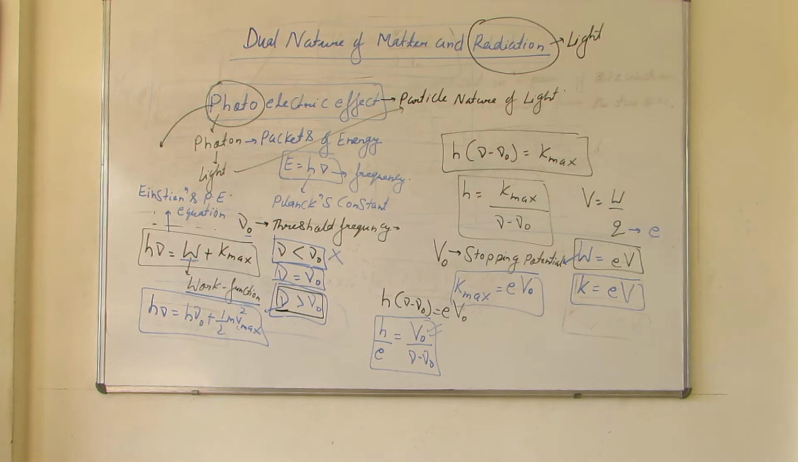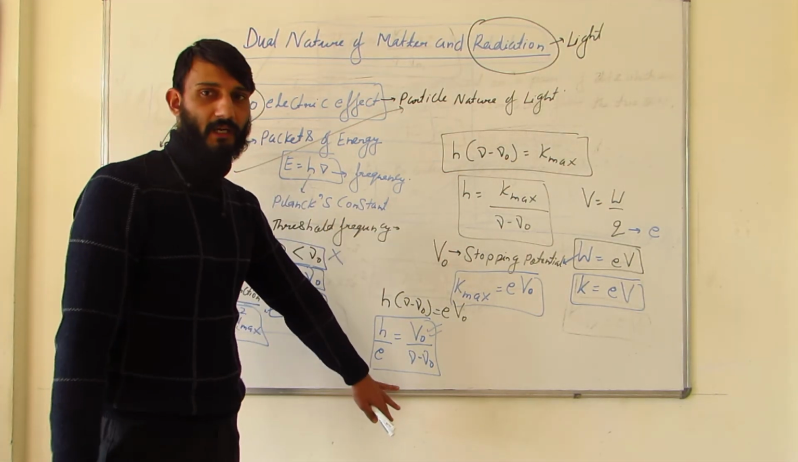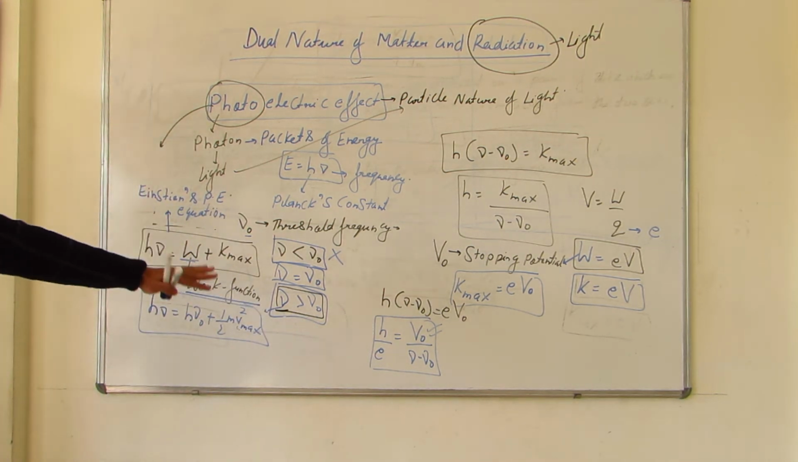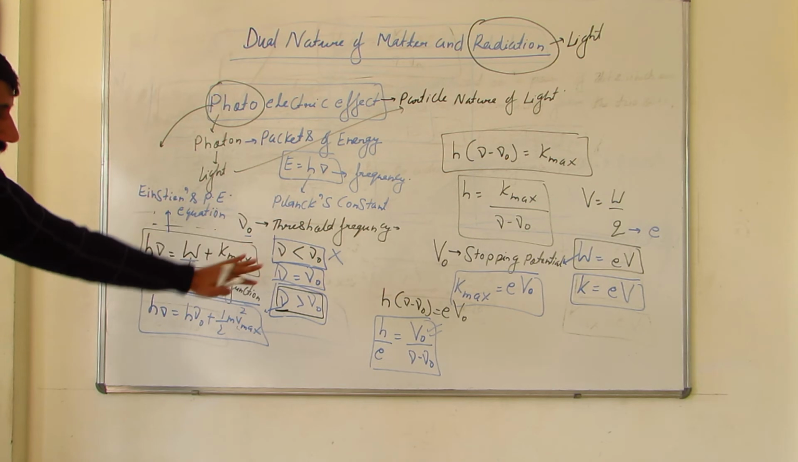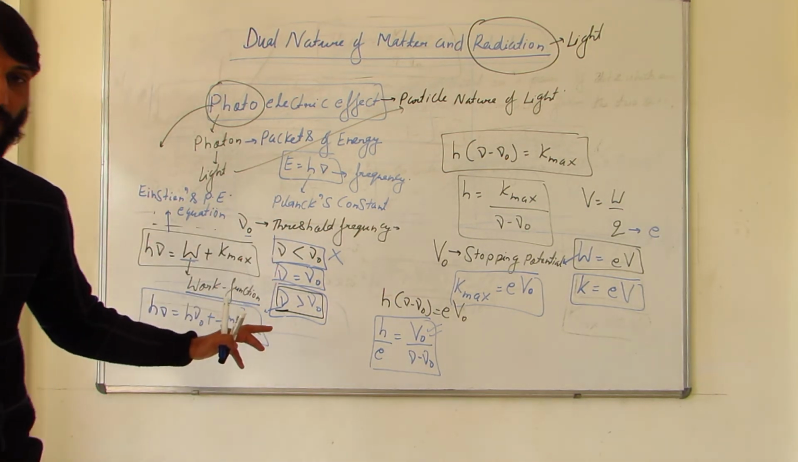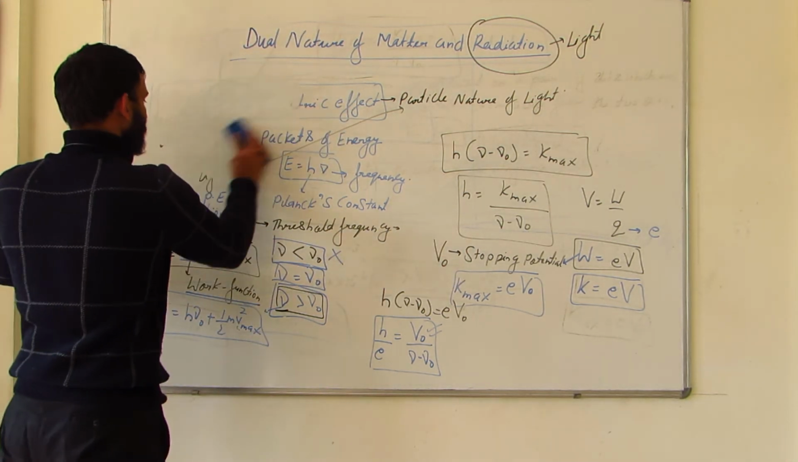So using these two equations, I am going to plot a graph, and I am going to tell you what happens if we use this Einstein photoelectric equation. I hope you understood about threshold frequency and the work function. These are important things, stopping potential and all this. Now let us plot the graph.